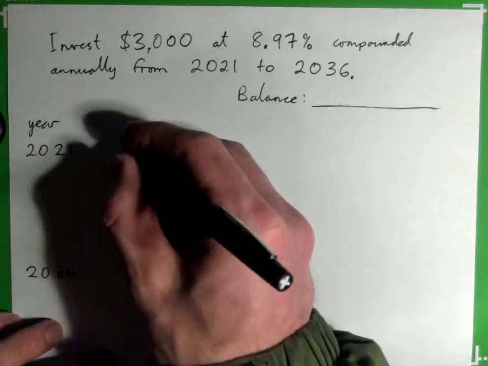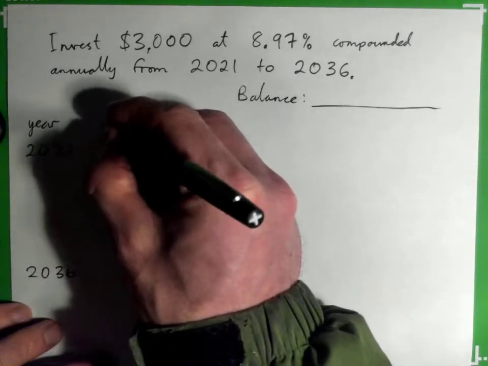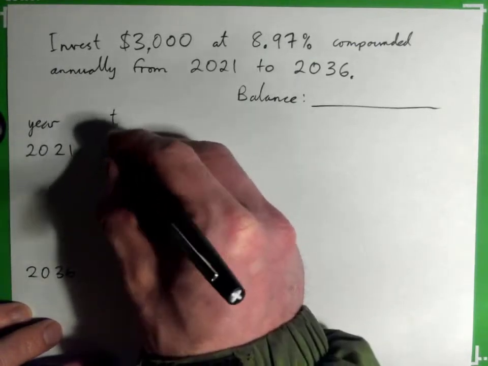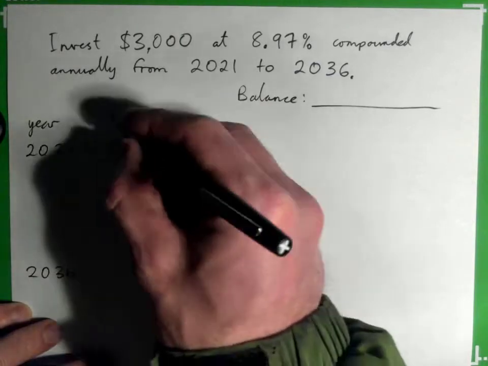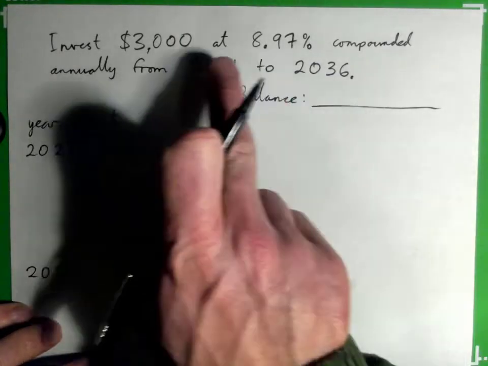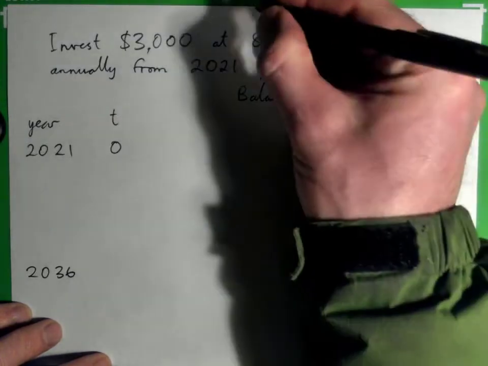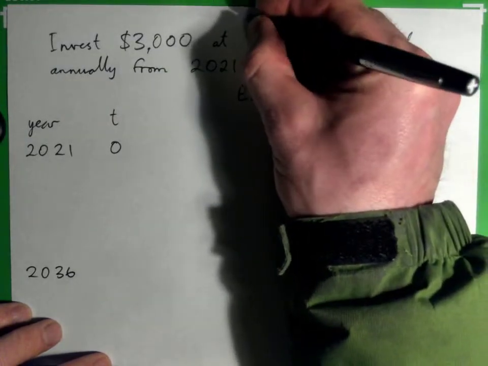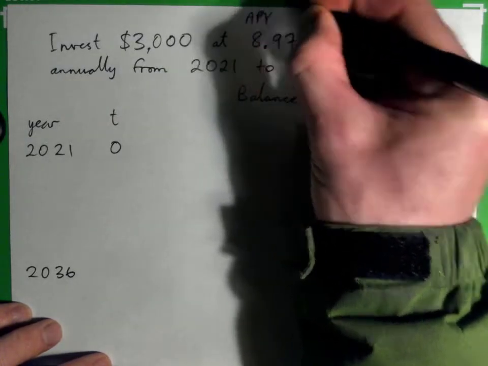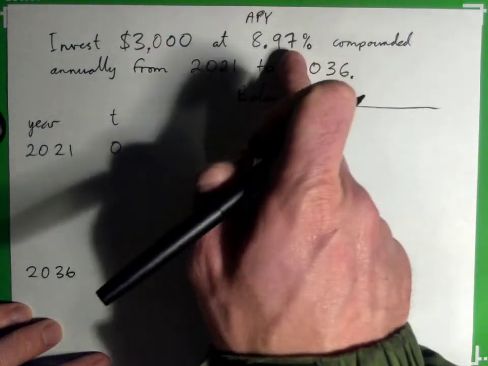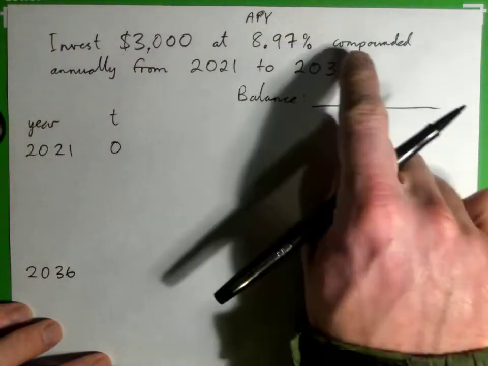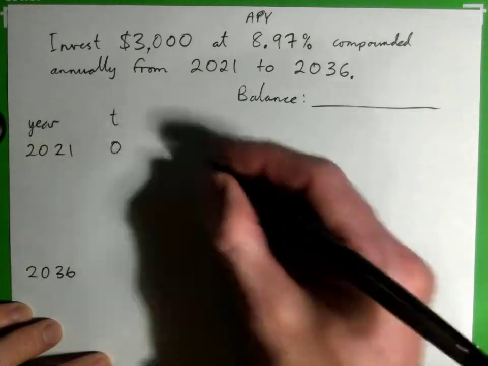So this is kind of like, the time, or your t, is 0 at this point, right? If you think about the formula, right? It's annual. This is the average annual return, or the annual percentage yield. Same thing. It's the annual interest rate, right? So we're not compounding monthly, we're compounding annually. So we just use that rate.